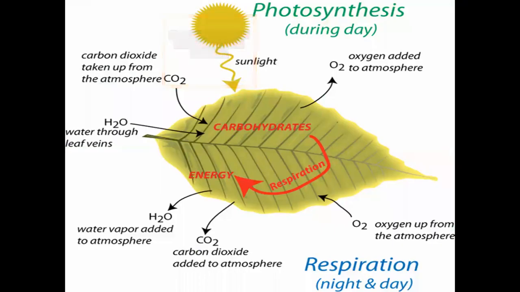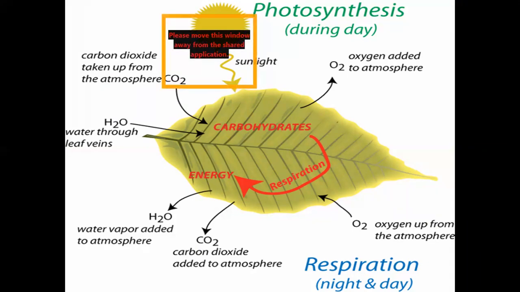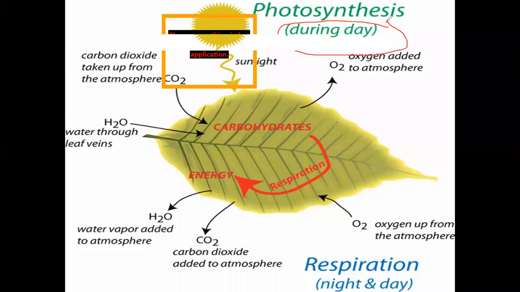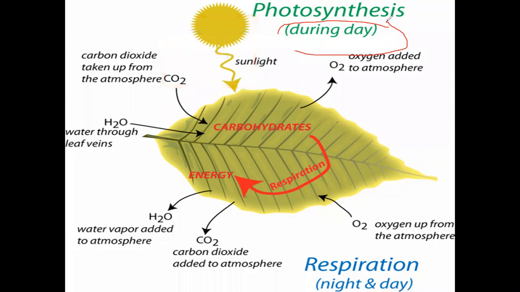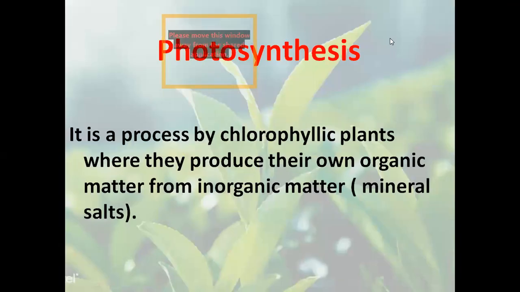Moving now to our important process, which is photosynthesis. It occurs during the day, and I have to add one additional piece of information: it requires the sunlight. That's why it needs to occur during the day. And it's only for green plants, meaning chlorophyllic plants only. So here we have photosynthesis.